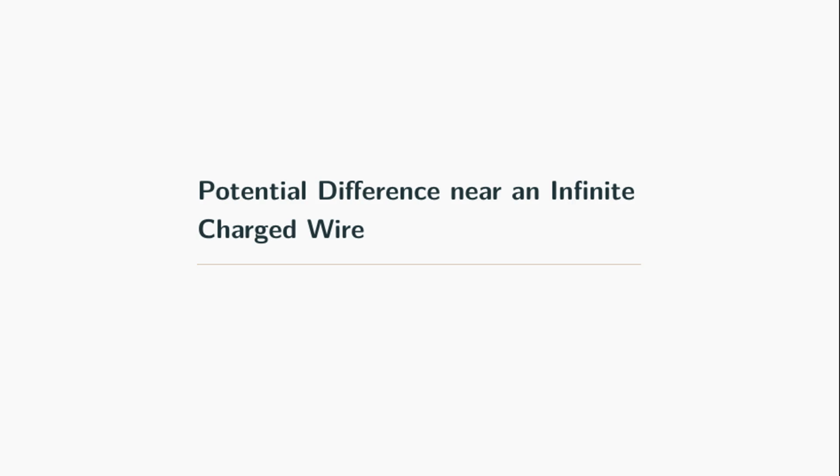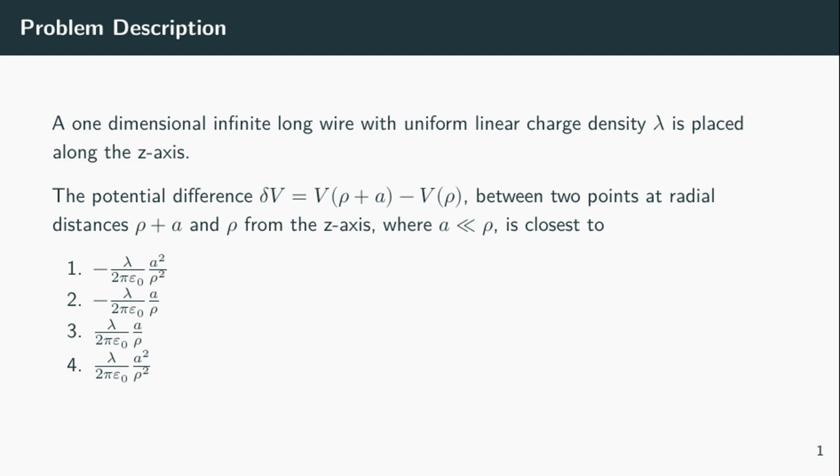Okay, let's look at a problem about the electric potential near an infinite charged wire. Here's the setup. Imagine a really long thin wire extending infinitely in both directions placed right along the z-axis. It has a uniform charge spread along its length, which we call the linear charge density symbolized by lambda. The problem asks us to find the potential difference between 2 points that are different distances away from this wire.